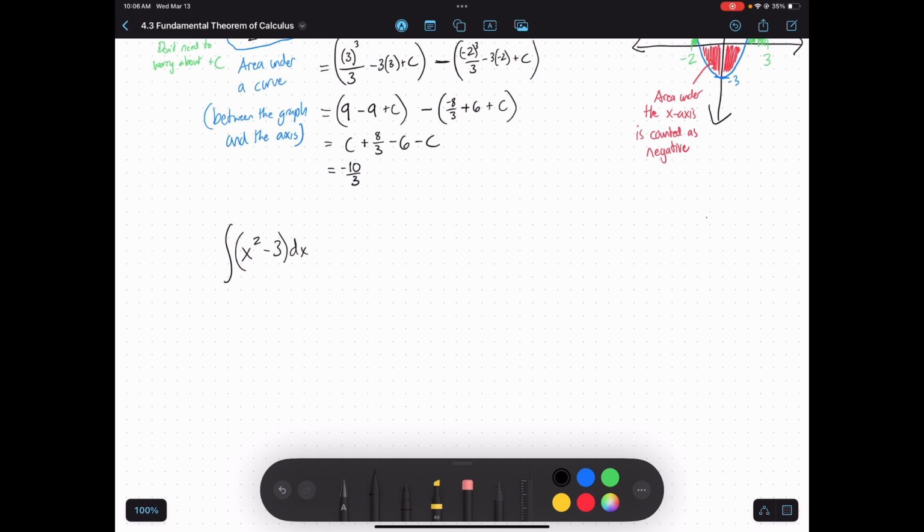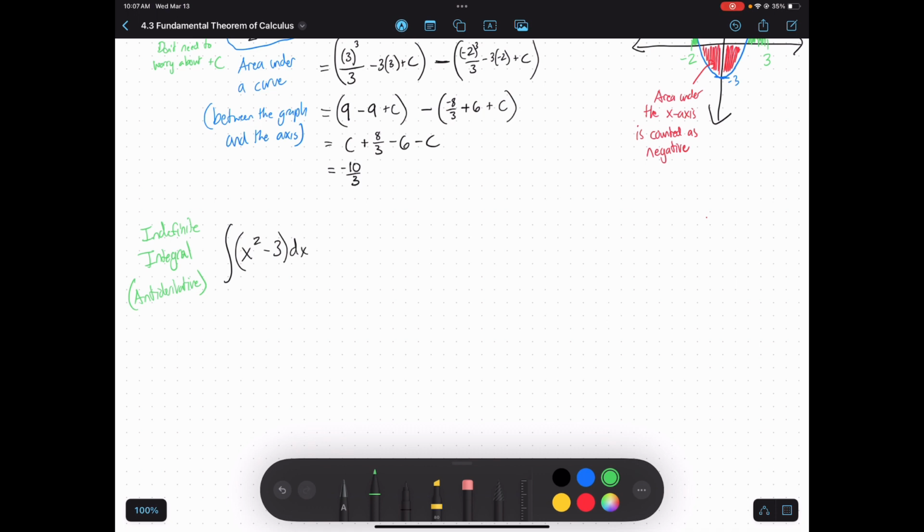If I don't give you bounds, all I'm asking for, we call this an indefinite integral. Okay, so we have definite integrals and indefinite integrals. Indefinite integrals is if you don't have bounds. And all I'm asking for with the indefinite integral is, what's the antiderivative? This goes back to 4.1, right? In 4.1, I used this notation, and this is why.